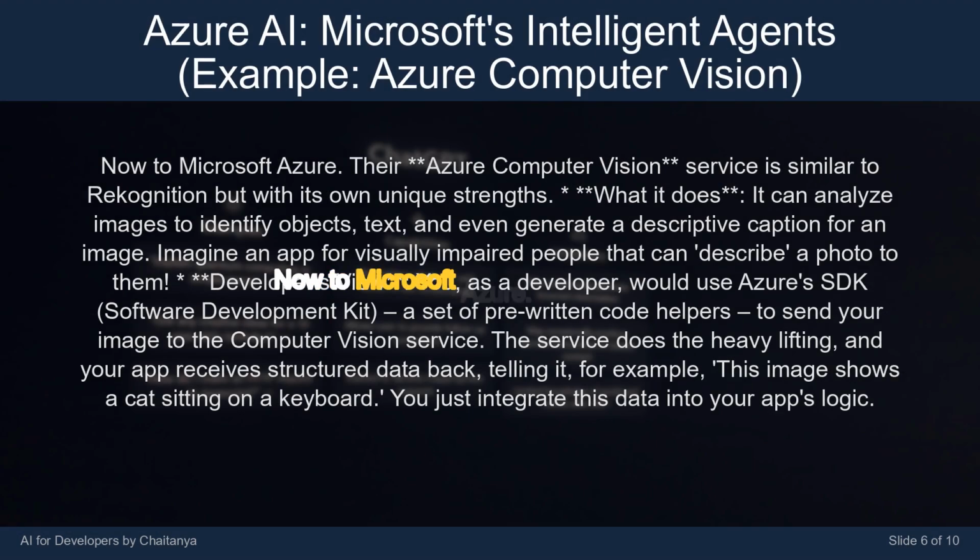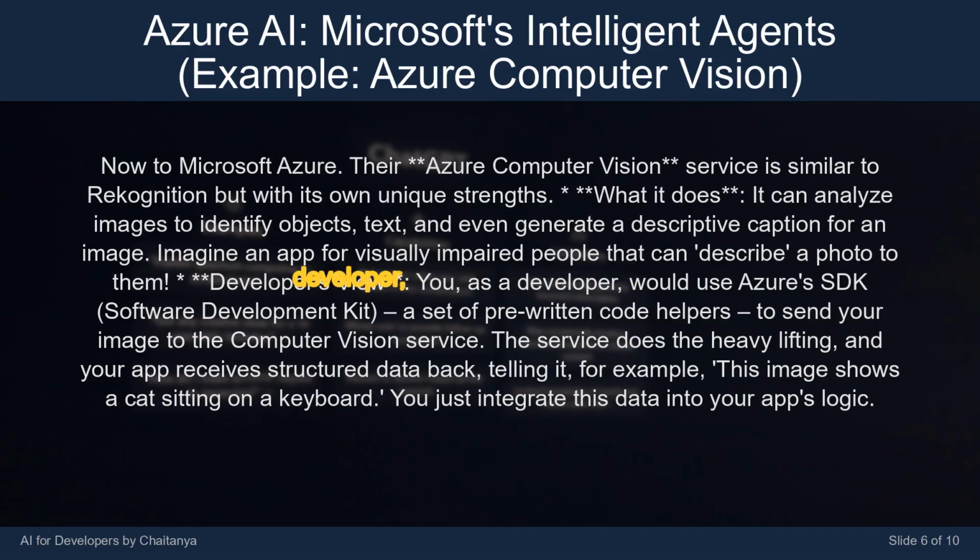Now to Microsoft Azure. Their Azure Computer Vision service is similar to Rekognition but with its own unique strengths. What it does: it can analyze images to identify objects, text, and even generate a descriptive caption for an image. Imagine an app for visually impaired people that can describe a photo to them.